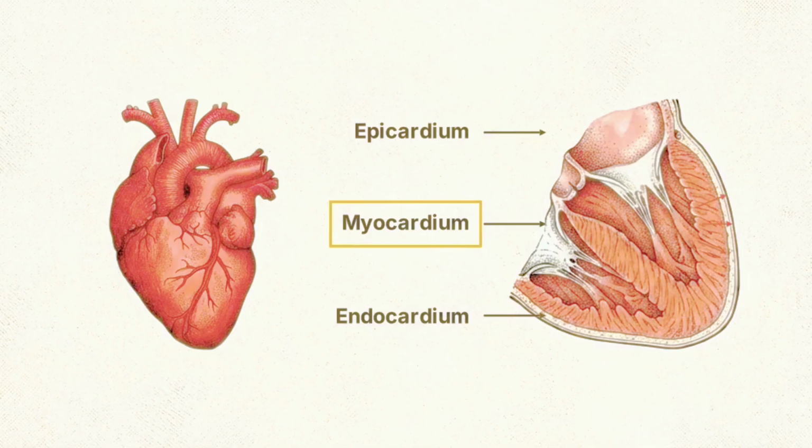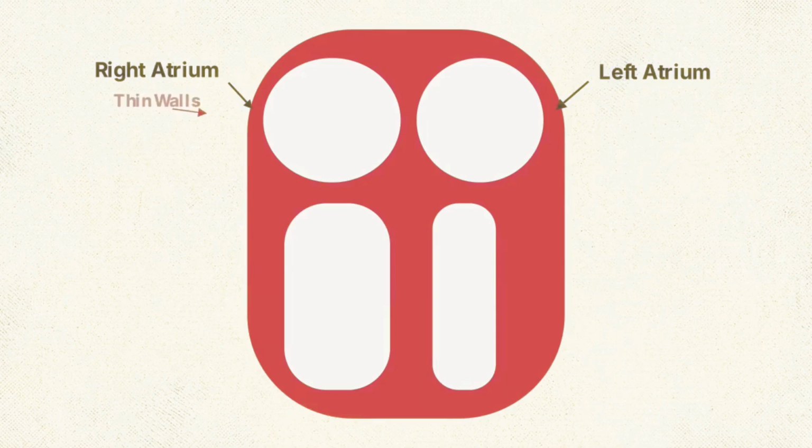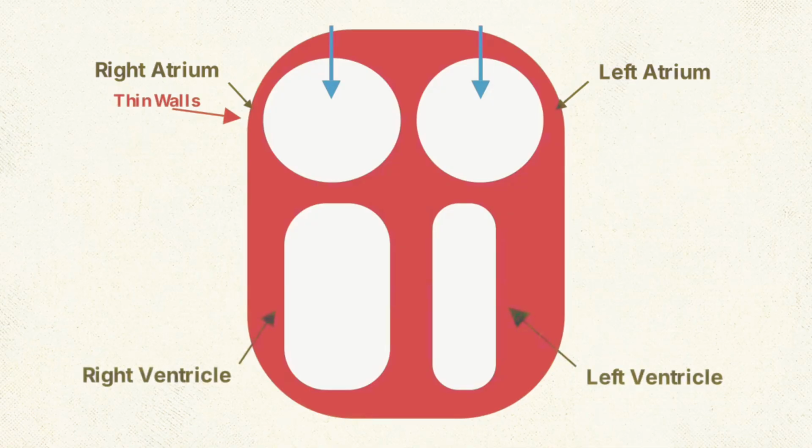Looking inside this coronal cross-section, the internal architecture divides into four distinct cavities. The two superior, or top, chambers are the right atrium and the left atrium. Their walls are relatively thin. Mechanically, atria act simply as low-pressure receiving chambers for incoming venous blood, requiring very little muscular force to operate. Below them sit the two inferior chambers, the right ventricle and the left ventricle. The ventricles require massively thick walls. They're the primary output pumps, responsible for forcefully ejecting blood out of the heart.